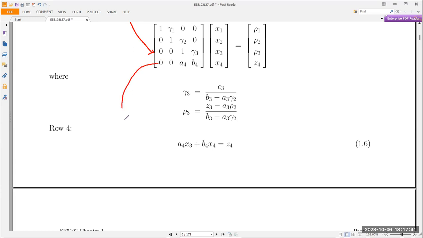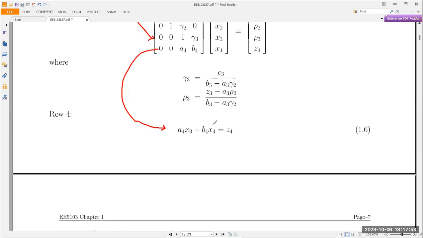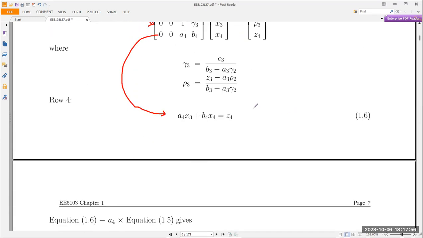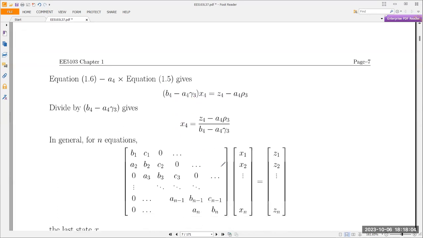So you take the last equation, equation 1.6, minus the previous equation times A4. So A4 times this one minus A4 times this, you get this. Again, you divide by the coefficient, you get x4. Then you know, hey, this one is the answer, correct? Because you have solved for x4 already, one of the unknowns. So you got the answer for x4.